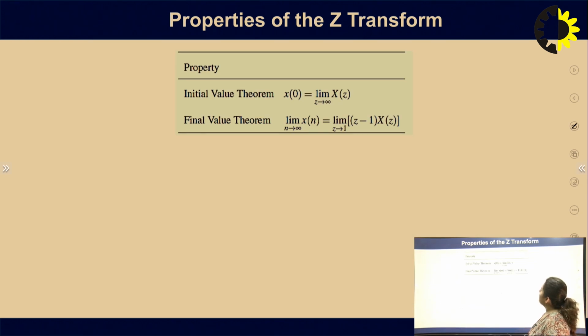So there is the initial value theorem, which is the same as for the Laplace transform, that is x[0] is equal to the limit as z tends to infinity of X(z). There it is sX(s), here it is only X(z). And then the final value theorem, that is the limit as n tends to infinity of x[n] equals the limit as z tends to 1 of (z minus 1) X(z).